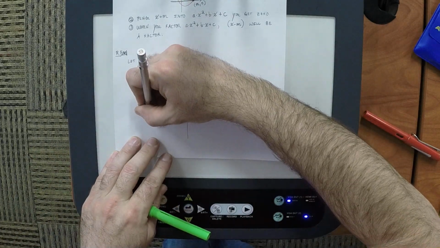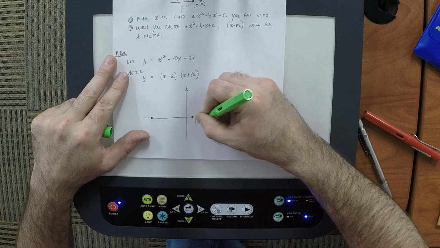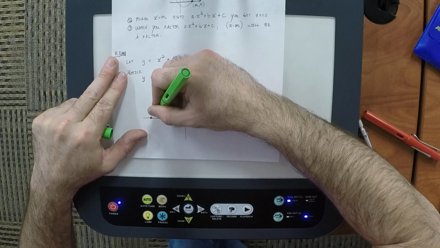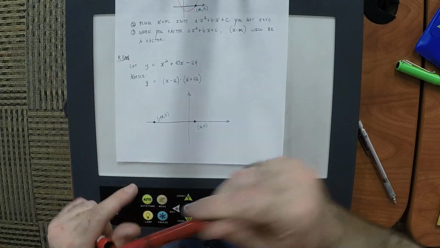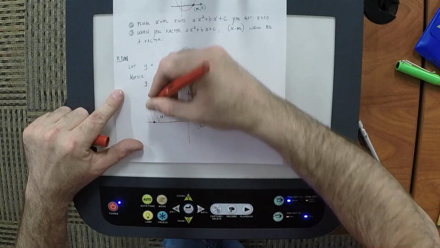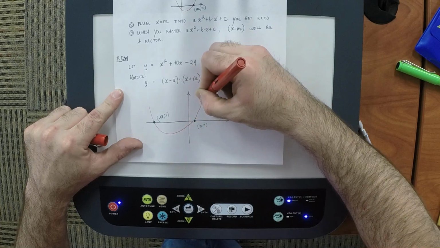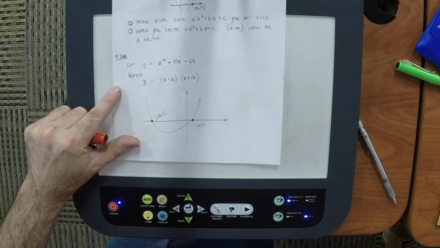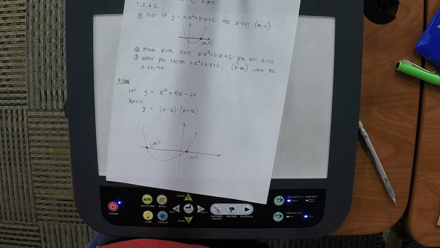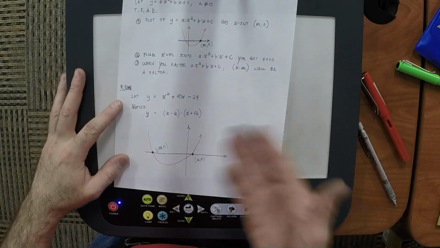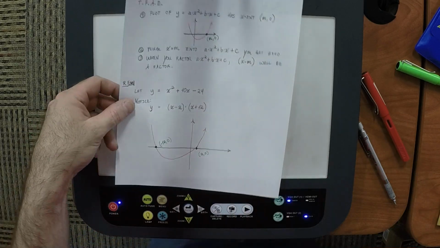Now, what are the coordinates of those points? 2, 0, and negative 12, 0. And the parabola would look like this, more or less, if I could draw nice. So that's what this remark is saying. It's saying that, well, if you can factor a quadratic, you can say a great deal about it. Okay.